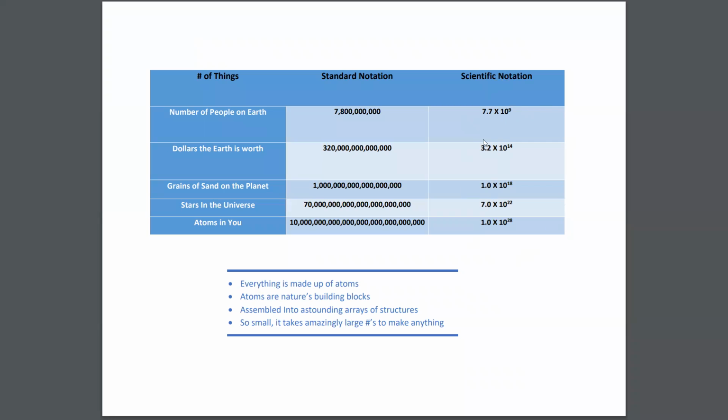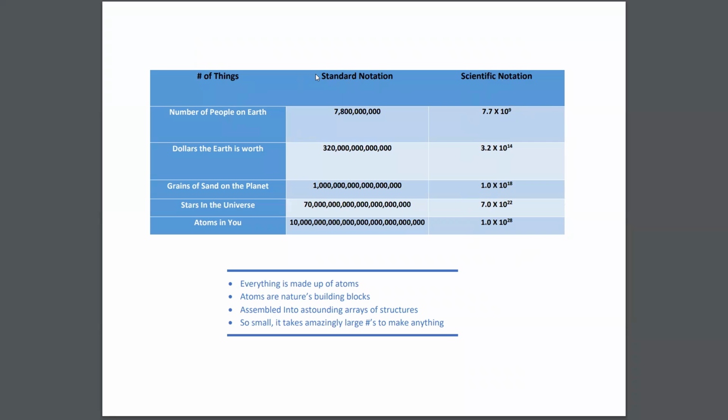If you're not familiar with scientific notation, don't worry, we will cover that in another lecture. But essentially, we start out with 7.8 billion people on Earth, and you might think that's a large number. I can't even fathom 7.8 billion. But it gets quite larger than that when we're talking about the number of atoms.